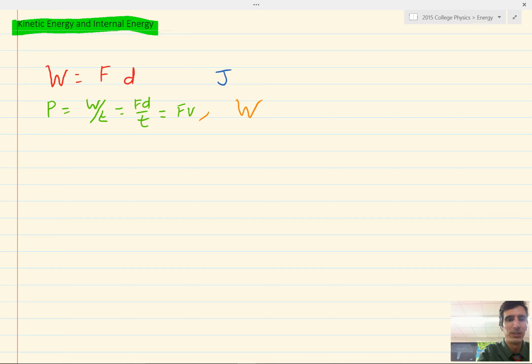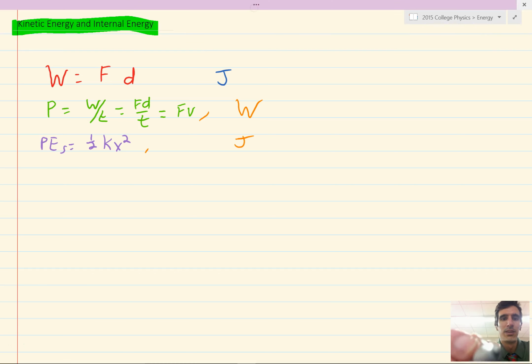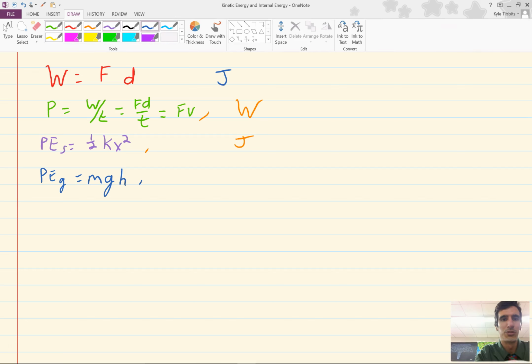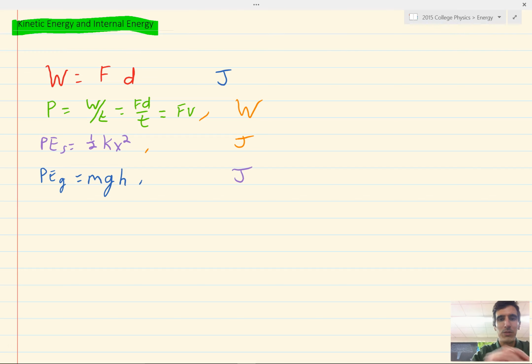And then we learned potential energy of a spring, or elastic potential energy. That's 1/2 kx squared. Its units are joules as well. And the last one we learned was gravitational potential energy, PE sub G, and that's just mgh. And its units are also joules. So far, all the units we've learned that involve energy are joules, and power is energy over time or work over time, and that is watts.